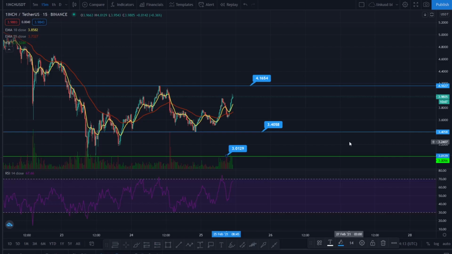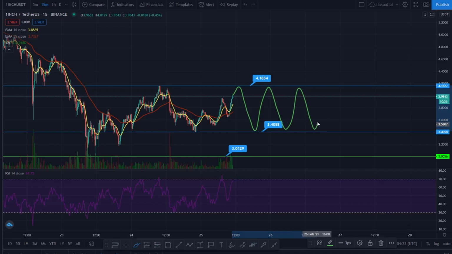Again, not financial advice, but what we may see here for 1Inch is where we go up, we test the 416, get rejected again. This will be the bottom, and then we could basically swing trade in this range for a bit, guys. So you could be selling here, sell, sell, buy, buy, buy, potentially.